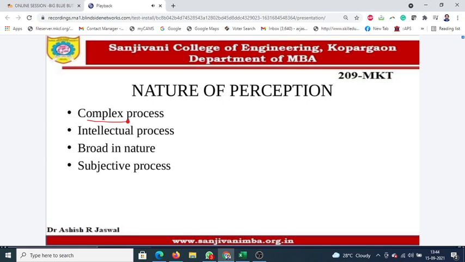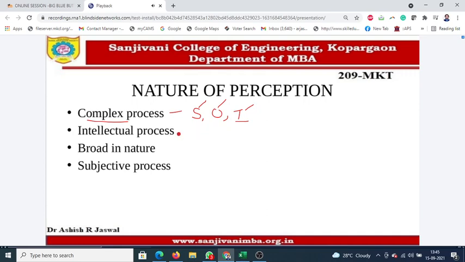Then when perception comes into play, perception is a combination of 3 processes. What is that? The first process is selection, second process is organization, and third process is interpretation. Sensing would be the same, but perception would have three steps to be followed related to selection, organization, and interpretation. That means perception is a dynamic process.